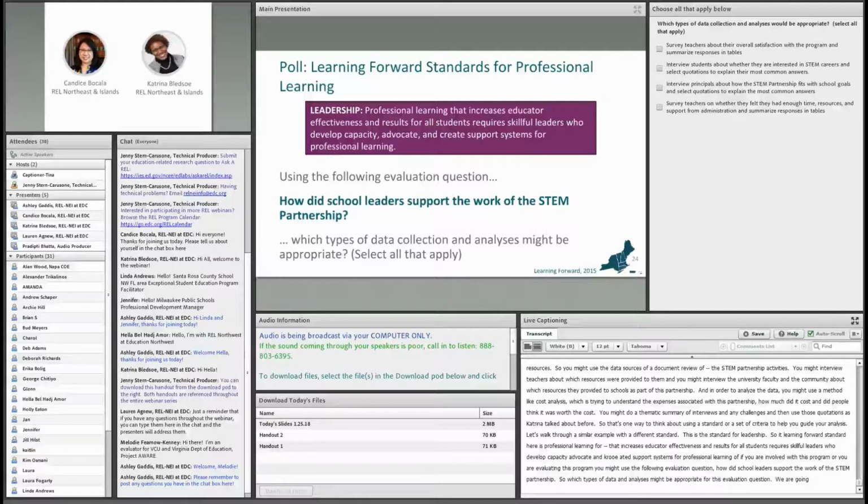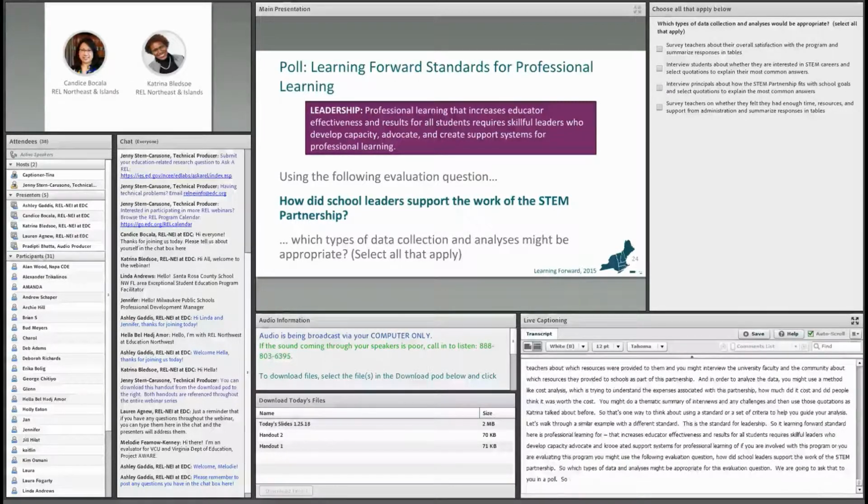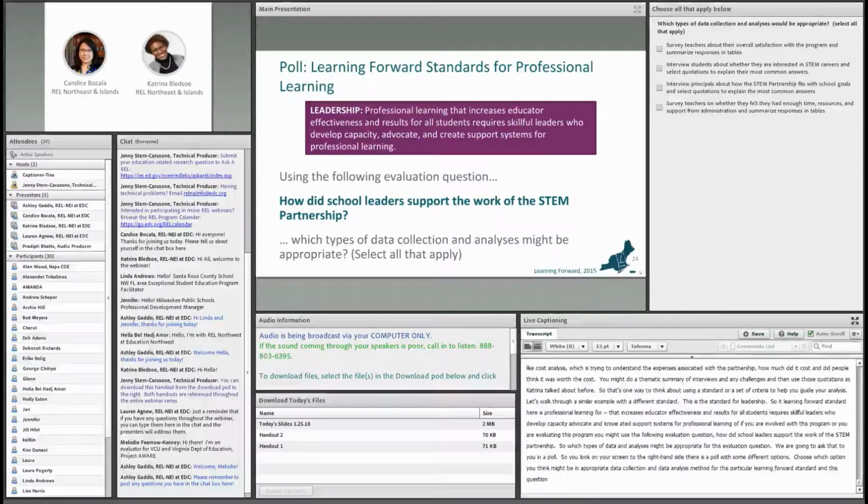We're going to ask that to you in a poll. So if you look on your screen to the right-hand side, there's a poll with some different options. Choose which option you think might be an appropriate data collection and data analysis method for this particular Learning Forward standard and this question. And I'll read out the options on the poll.